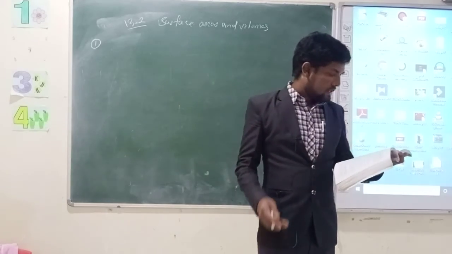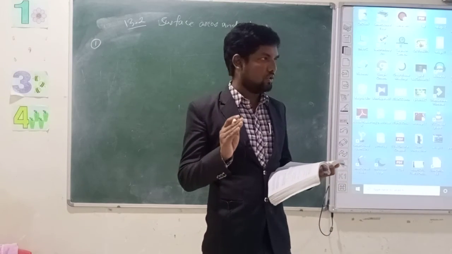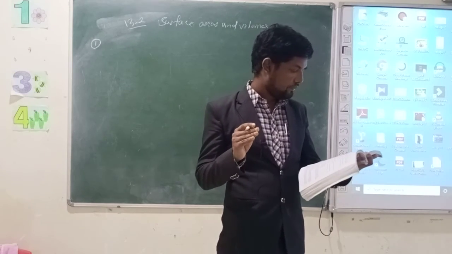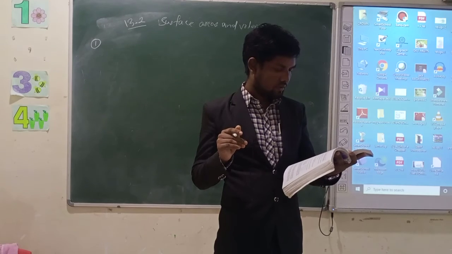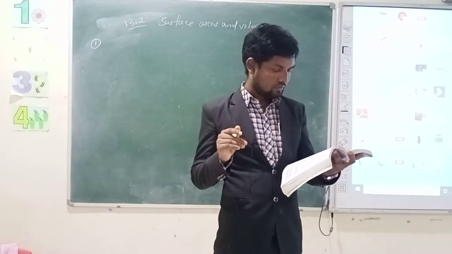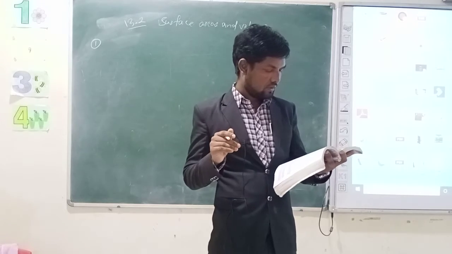Okay. Now see the 13.2. In the 13.2, the first question. What is the first question there? The curved surface area of a right circular cylinder of height 14 centimeters is 88 centimeters square. Find the diameter of the base of the cylinder.